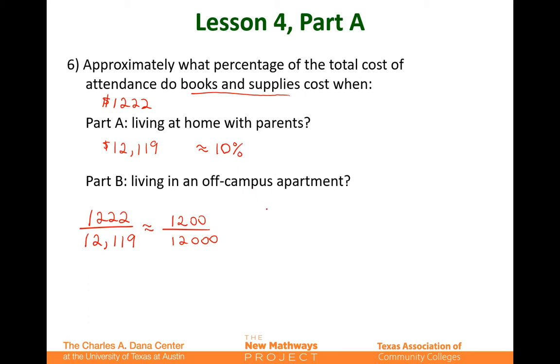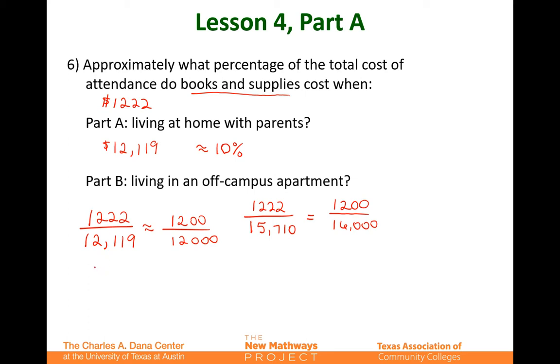Now, if we're living off campus, it's 1,222 out of 15,710. That's not quite as easy. So 1,200 over about 16,000. This one doesn't seem as logical. We could kind of reduce that fraction. We could think about it, but let's go ahead and just do it exactly.